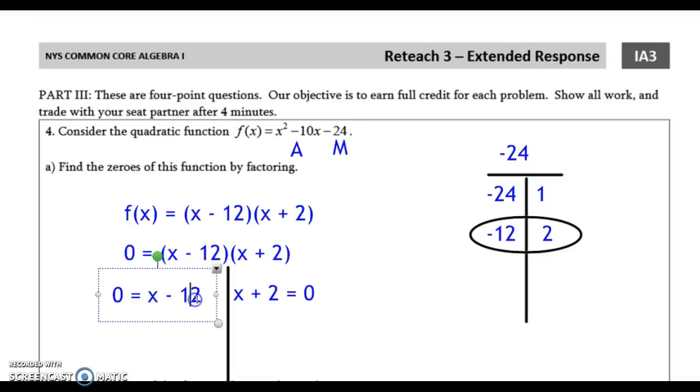Now I can solve both of them. In this case, I add 12 to both sides. I get 12 equals x. That's one of my zeros. And on this side, I can subtract 2 from both sides. I get x equals negative 2. So now I have my two zeros.